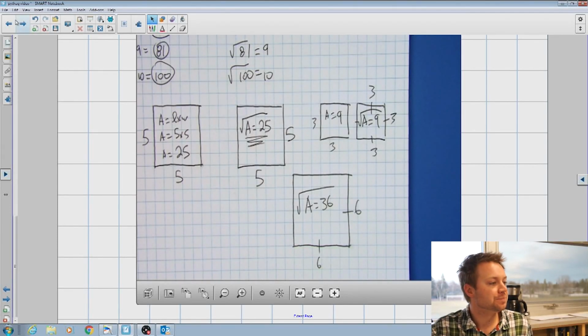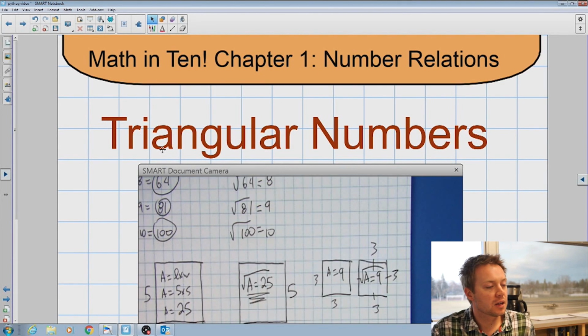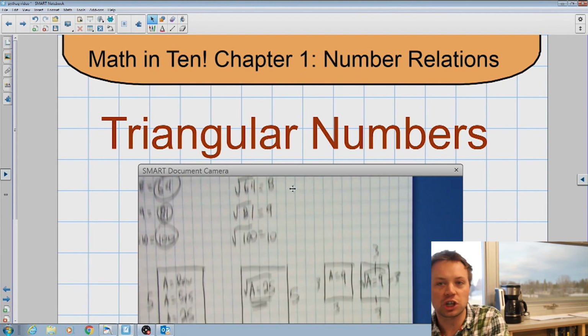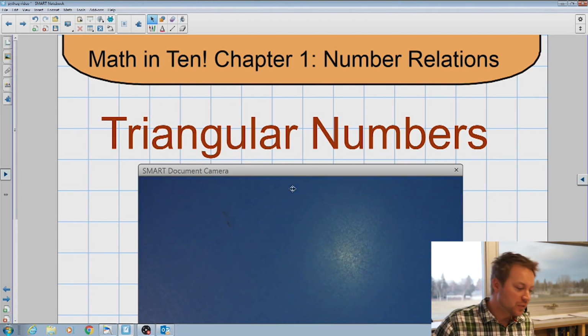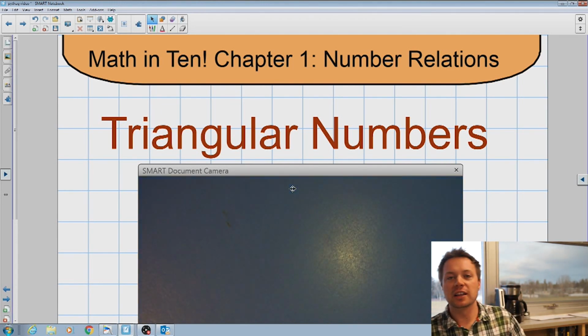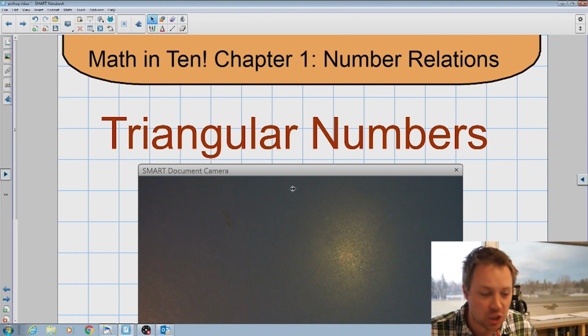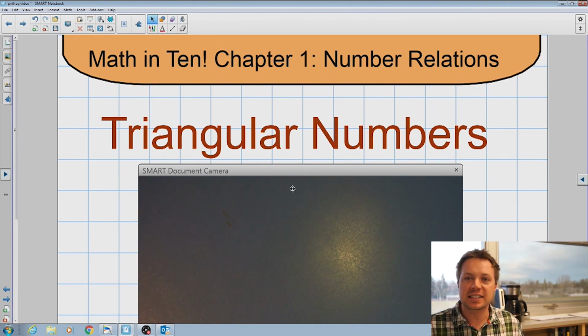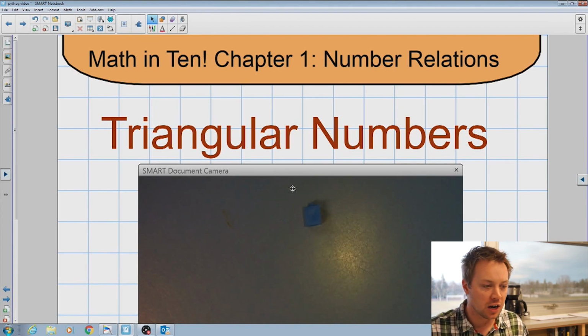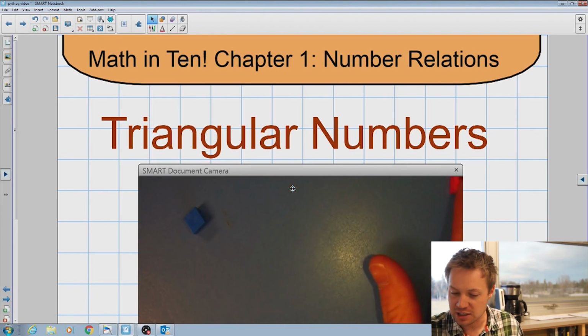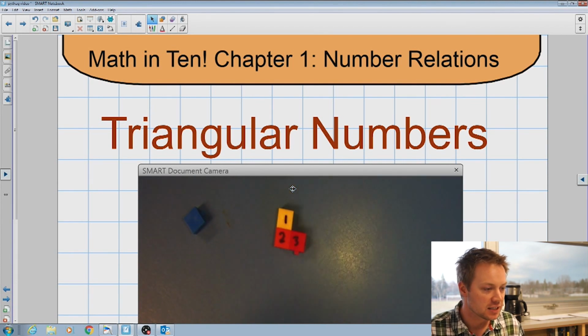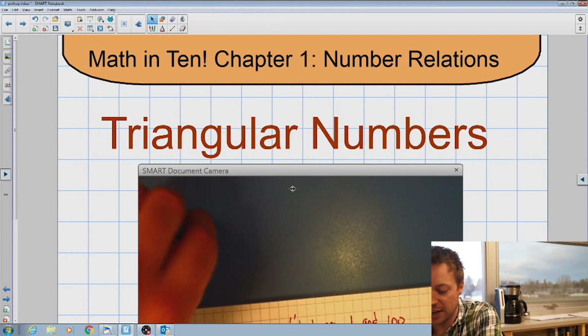Let's move on now to finding out what triangular numbers are. There's a few different ways to find out what triangular numbers are, and mostly we're going to work with square numbers. But in this case, I just want to show what a few triangular numbers are to start with. What I've got here are some little math blocks. We're going to take these and try and figure out what all the triangular numbers are.